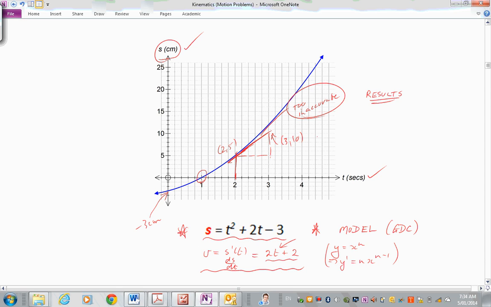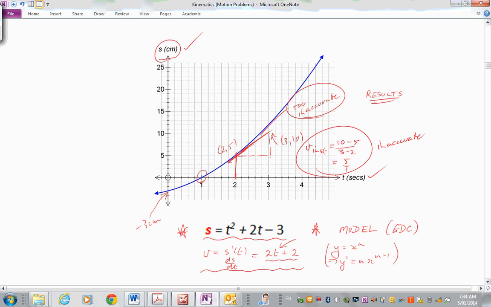So the velocity at that instant is supposed to be the slope of the tangent. 10 take 5 over 3 take 2, 5 over 1, no. A near miss. This is inaccurate, isn't it?